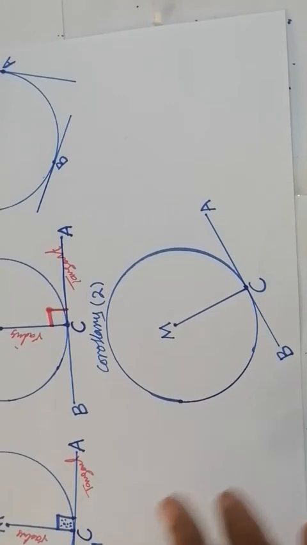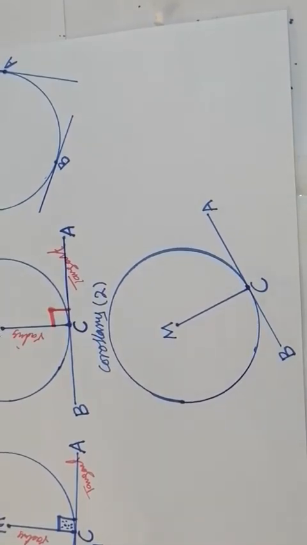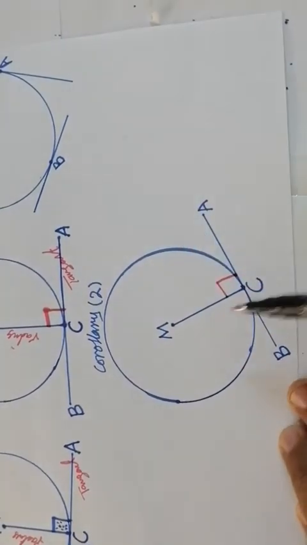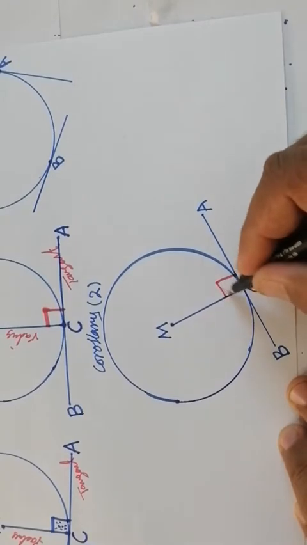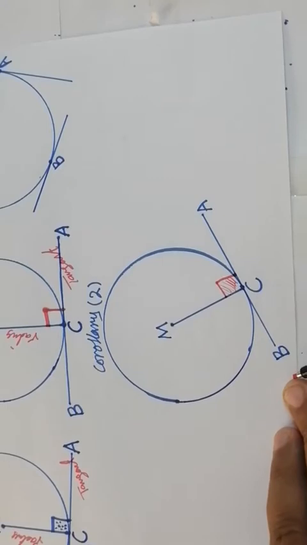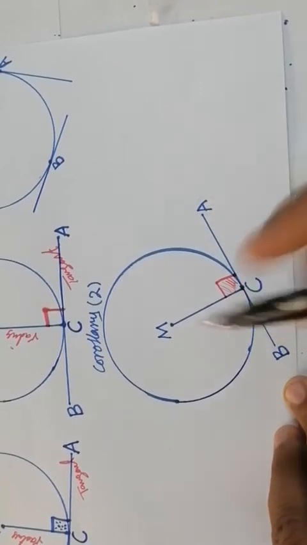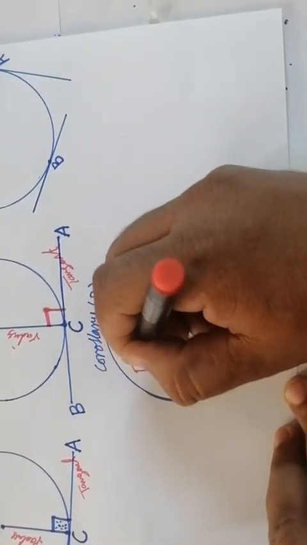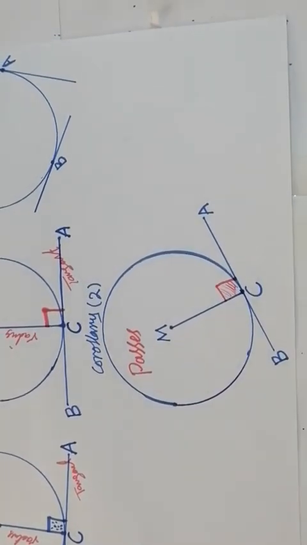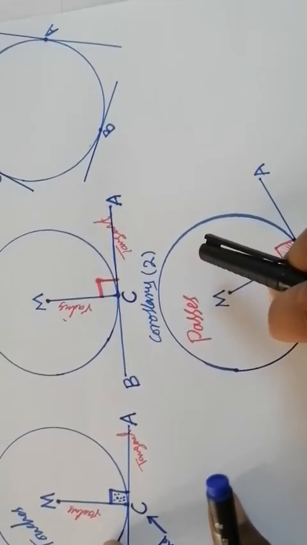Now, corollary number 2. Here, the perpendicular is not on a radius. Here, the perpendicular is on the tangent. Okay, so we have a 90 here. The perpendicular, I'm talking about this one, drawn on a tangent from the tangency point, passes through the center of the circle.